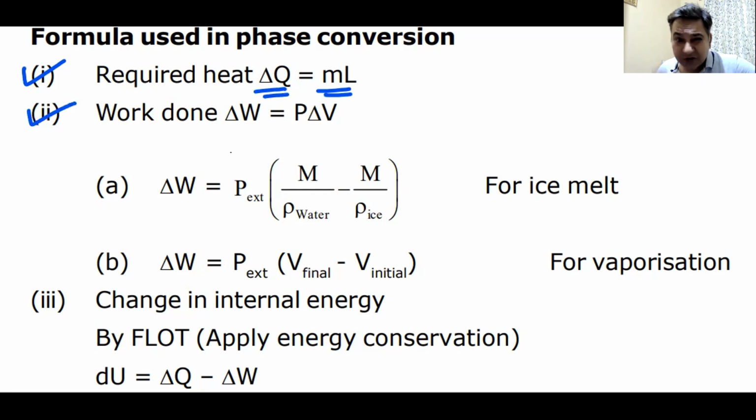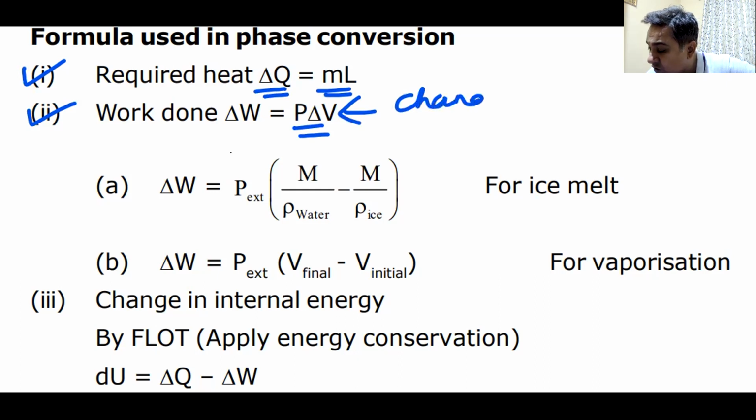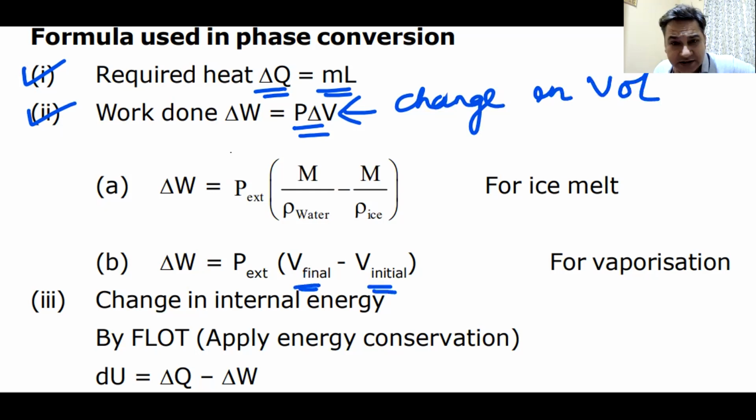Now, sometimes they may ask what is the work done in a melting process or vaporization process. Work done is always P into delta V. This delta V stands for change in volume. Delta always stands for change. Change in volume is always final volume minus initial volume. So for ice melting, the formula will be the pressure applied into final volume, the volume of water, minus the volume of ice. Do we understand this?